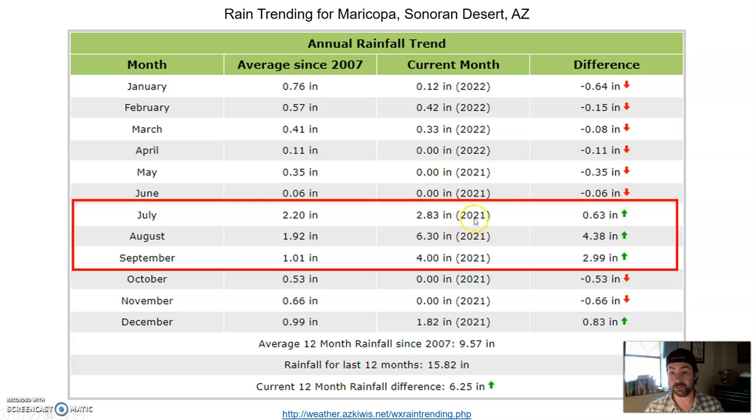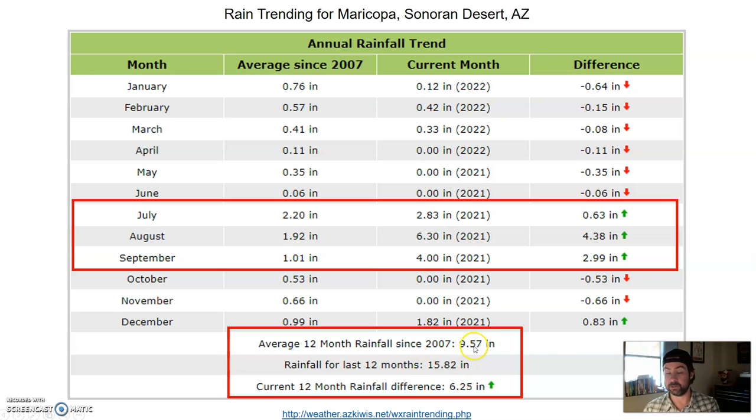And in fact, last year we actually got a ton of rain. We got almost 4.5 more inches than we normally do in August, almost 3 inches more than we normally do in September. So all this extra rain really threw things off the past 12 months. So the last 12 months, we've had almost 16 inches of rain, and the average is just under 10 inches. That's what the definition of a desert is. And so, we're actually 6 inches above normal for the past year.